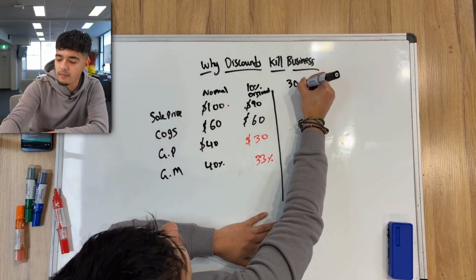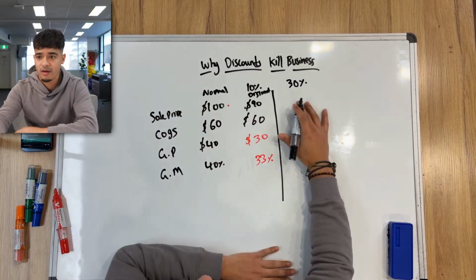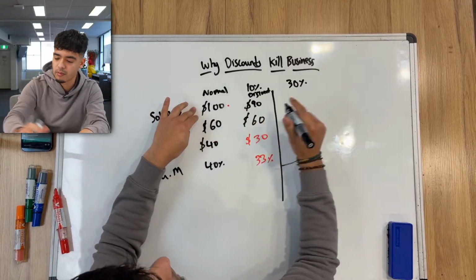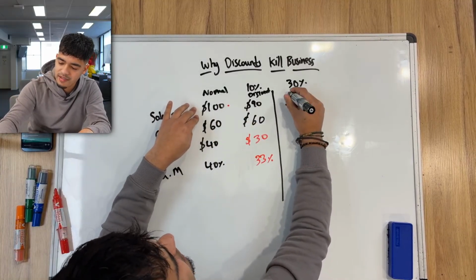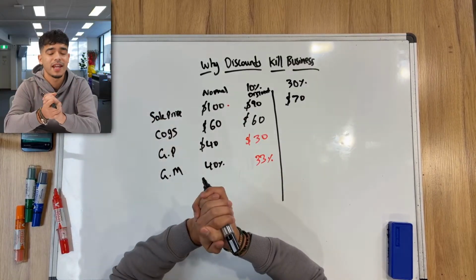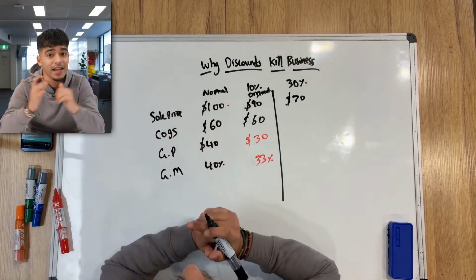So let's do one more example, which is a 30% discount. How much does that affect your business? So instead of the $100 that your normal price was, it's actually $70 for you to sell your service to your customer. Someone's asked, hey, I've got $70, can you do it? Let's say you say yes.